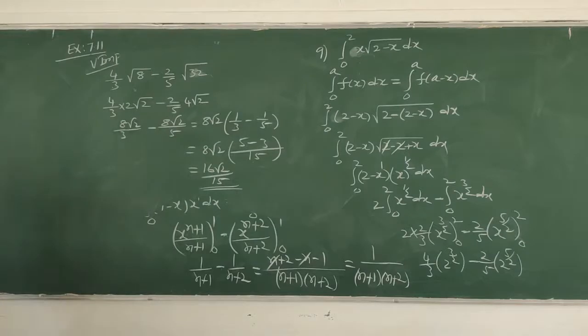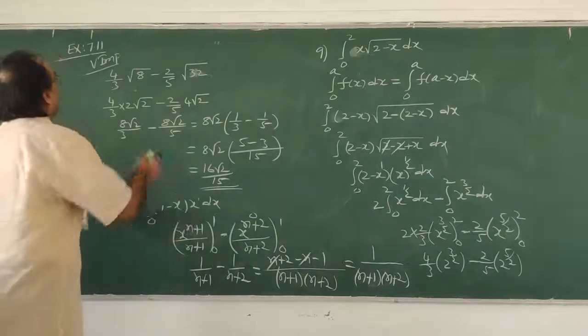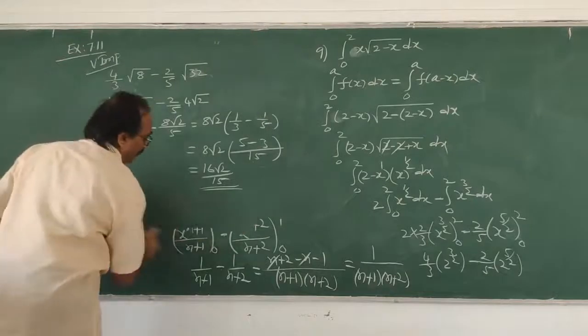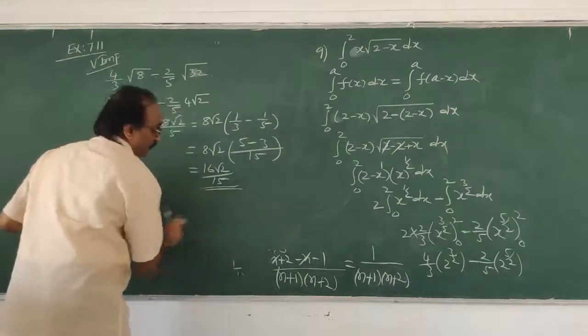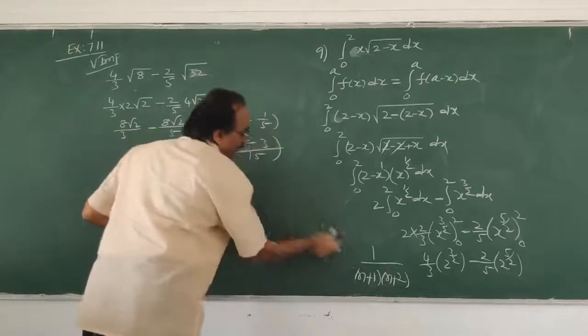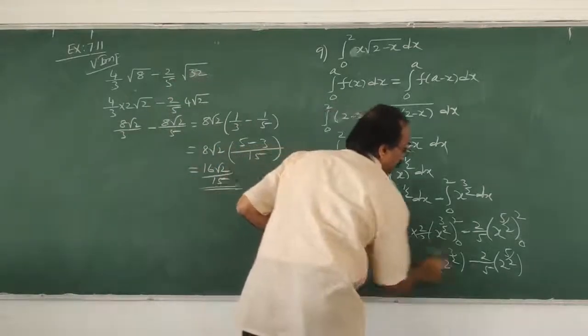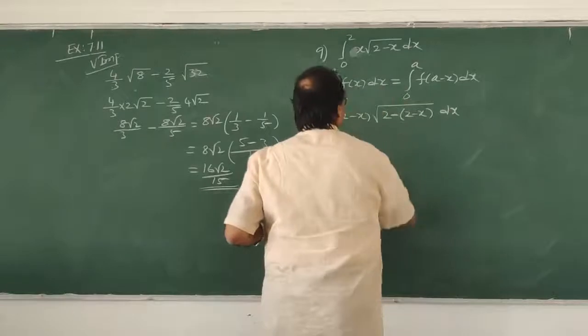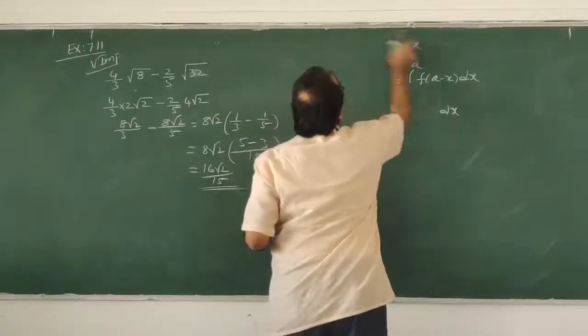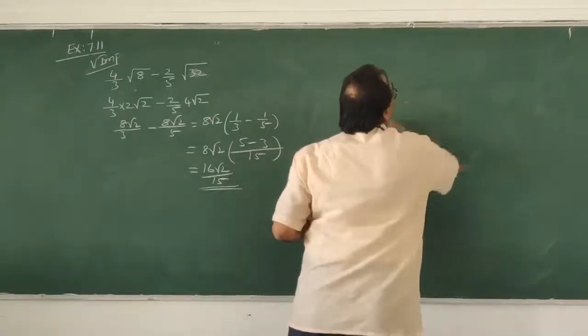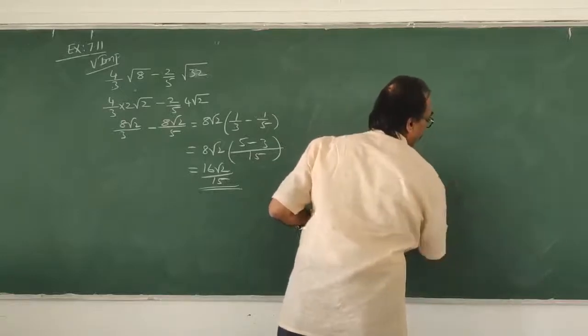So 1, 2, 3, 4, 5, 6, 7, 9, we did 9, next we did 15, 17, 18. These are the problems. I don't know, because I am teaching model wise now. Anyhow, we'll go to the next problem, the next method. Let's see now. These are all nothing but practice. If you practice, you will get everything.